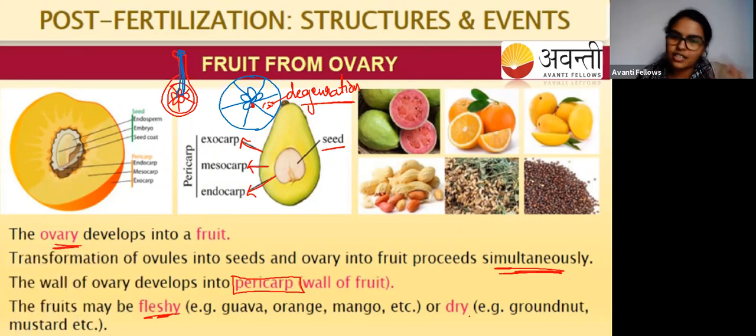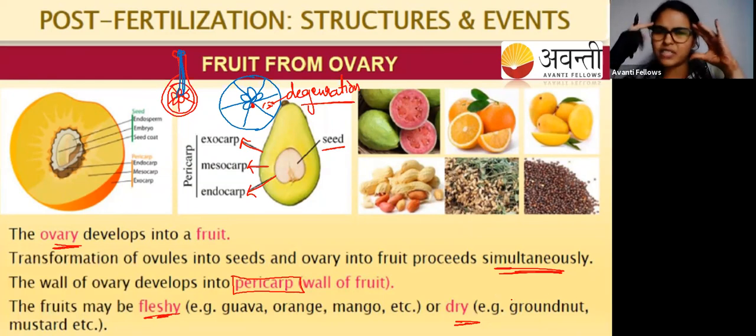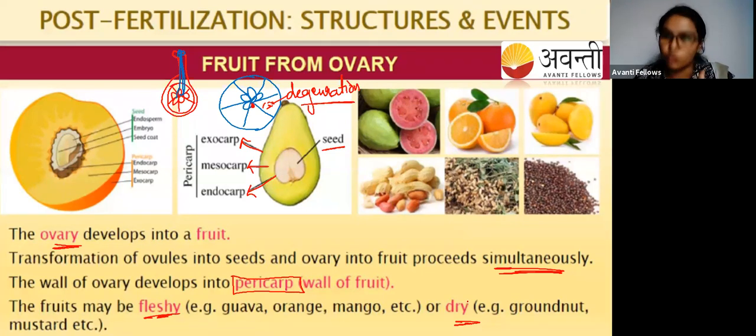Some are fleshy and some are dry. The best examples for dry are groundnut and mustard. I have seen most of the times in NEET they ask this question: which are the dry fruits? They will give groundnut, mustard, और कुछ देते हैं और फिर कुछ और, so you guys get confused. Always remember, in your NCERT they have given fleshy fruits का example guava, orange, mango. Dry का example groundnut and mustard.